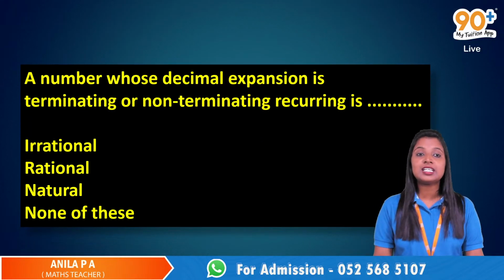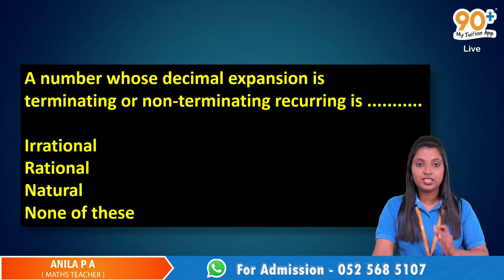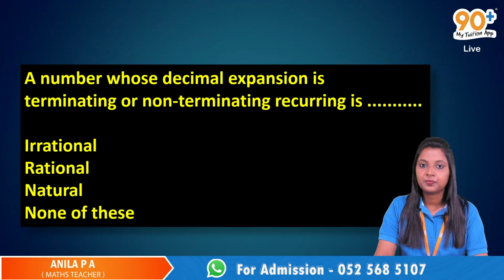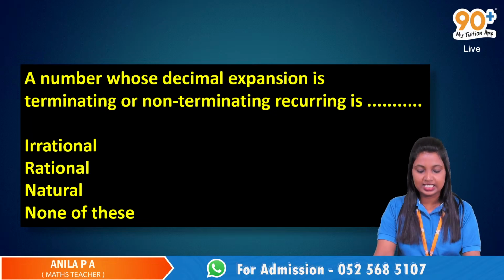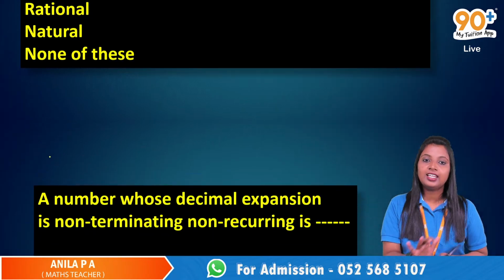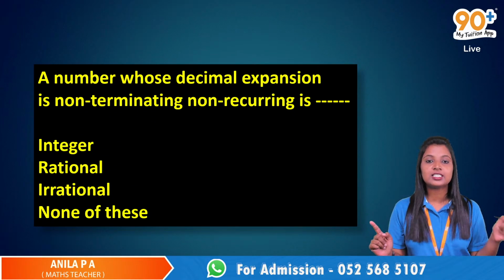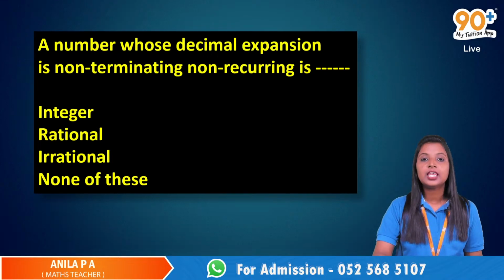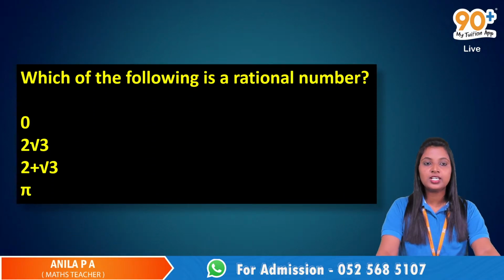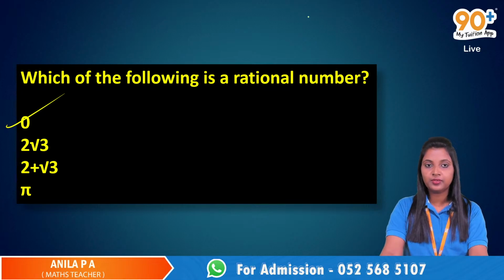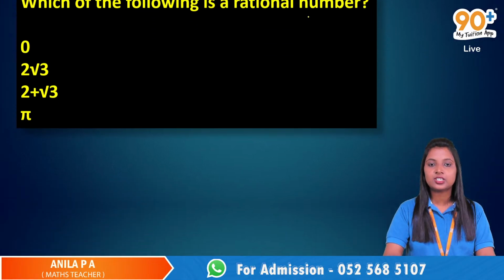A number whose decimal expansion is terminating or non-terminating recurring is it rational or irrational? Yes, it is rational. And the third question is non-terminating, non-recurring. It is irrational. Then, which of the following is a rational number? 0. Okay, 0 is a rational number because 0 by 1, 0 by 2. Yes, 0 is a rational number.